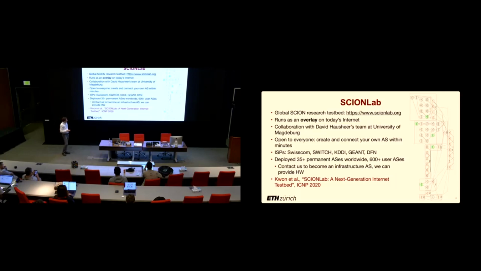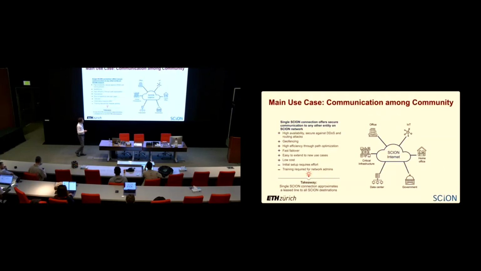So this was good to get started, but then it was still difficult to convince ISPs and domains to actually make use of SCION. So what then happened was there was a use case that crystallized, and the use case essentially was communication within a group of entities. Because what you need to do today, let's say you have critical infrastructures or data centers and different entities need to intercommunicate.